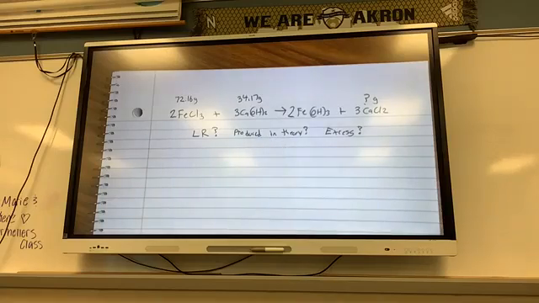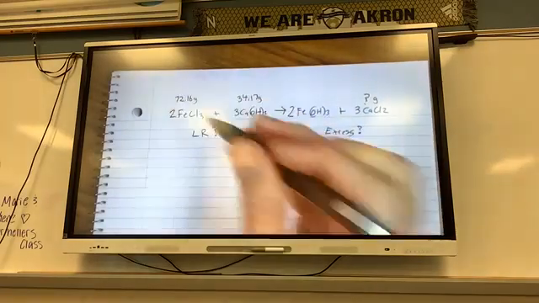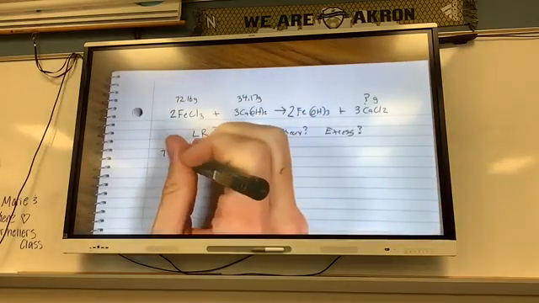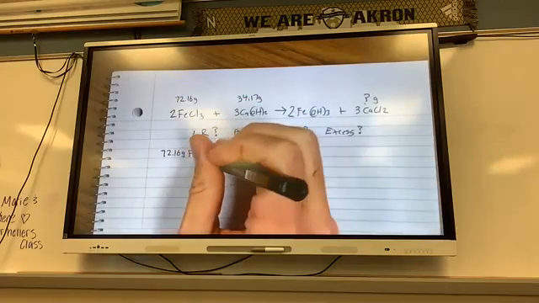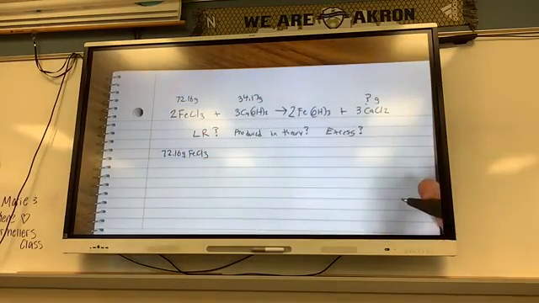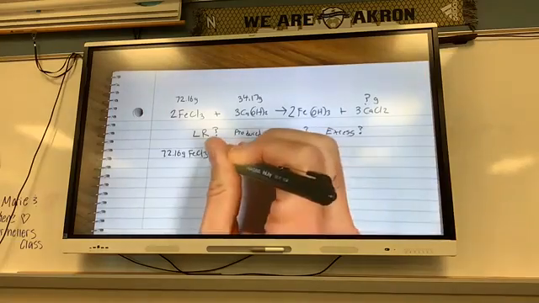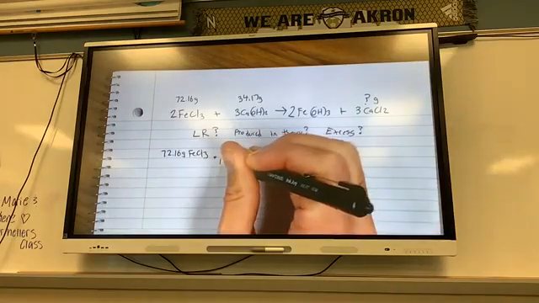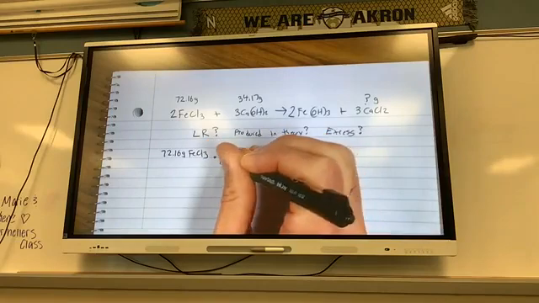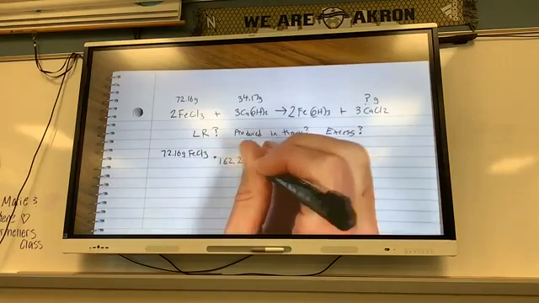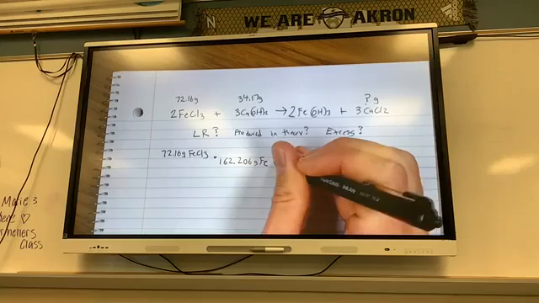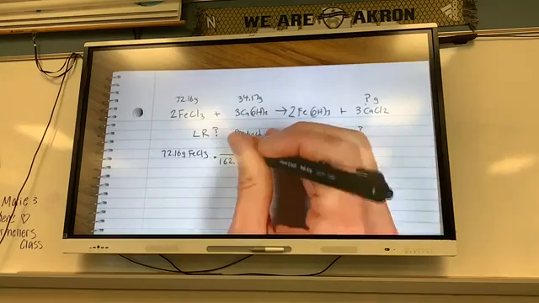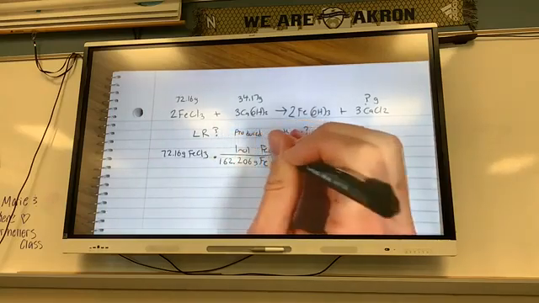So you can still do that, all right? But that's not how I'm going to show it in my notes. I'm going to show you the shortcut, okay? Here's how I do it. I'm going to start out with my 72.16 grams of FeCl3, and I'm going to run that to moles of FeCl3. Molar mass of that is 162.206 grams of FeCl3 in 1 mole of FeCl3.